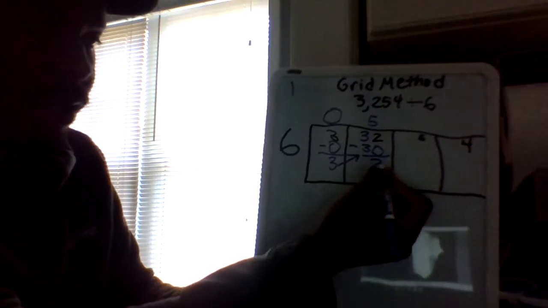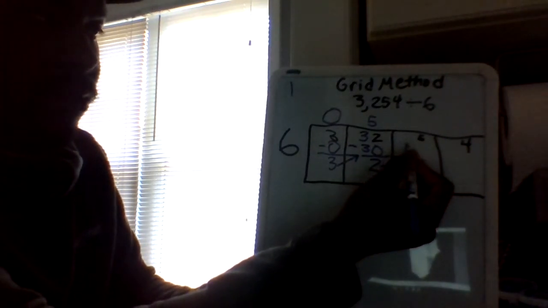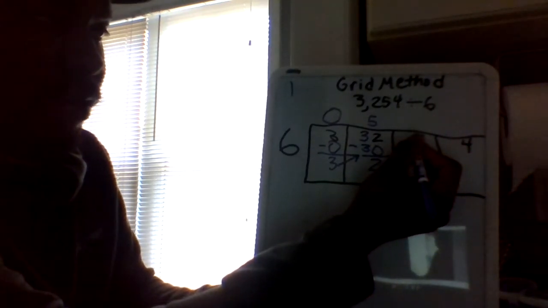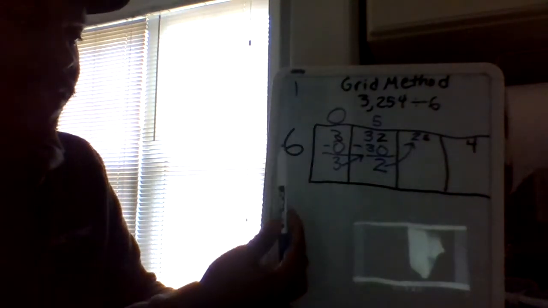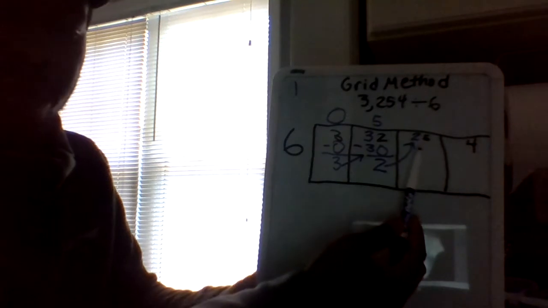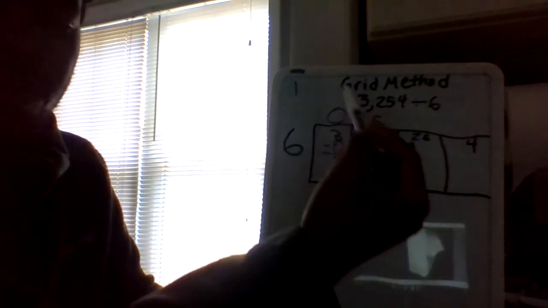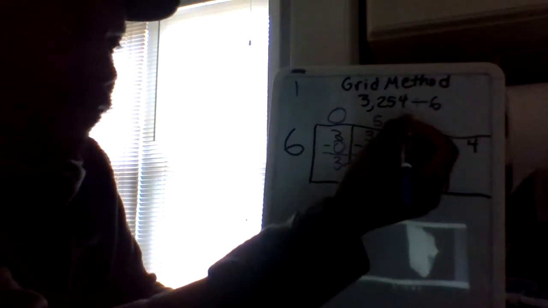And what does that give me? 2. Same thing. Now I'm going to move my 2 over to my 5, so that my new number is 25. So now I need to see how many times my divisor is going to go into 25. So 6 goes into 25 how many times? 4, because 6 times 4 is 24.